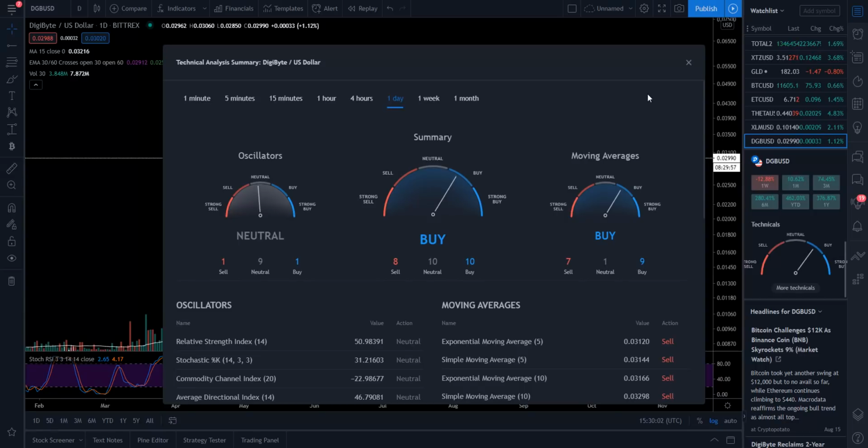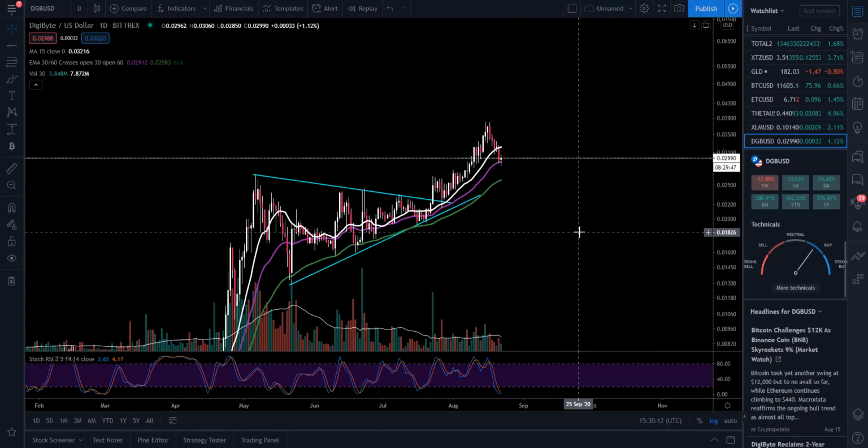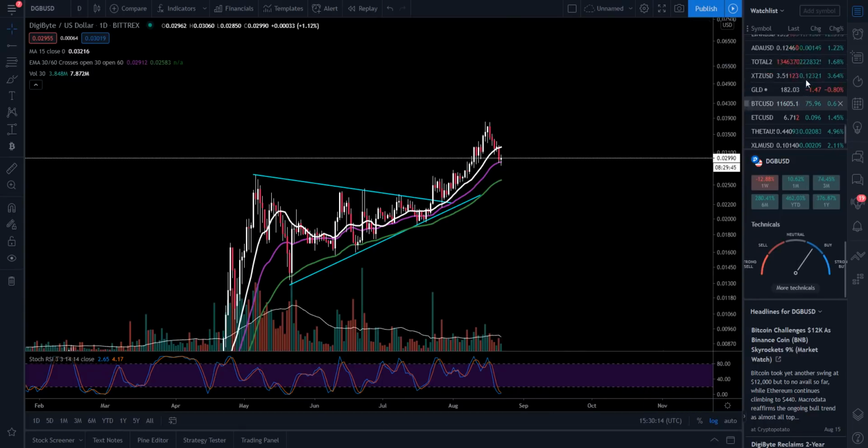So for the technicals here, we have an 8 sell, 10 neutral, and a 10 buy. Oscillators are dead neutral there, and moving averages 7 sell, 1 neutral, and a 9 buy. So those are the areas I'm going to be looking at for Digibyte. Next, we're going to move into XRP.